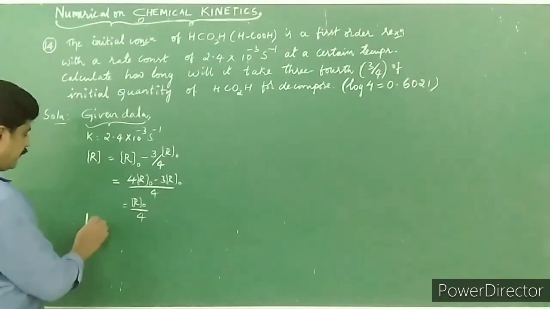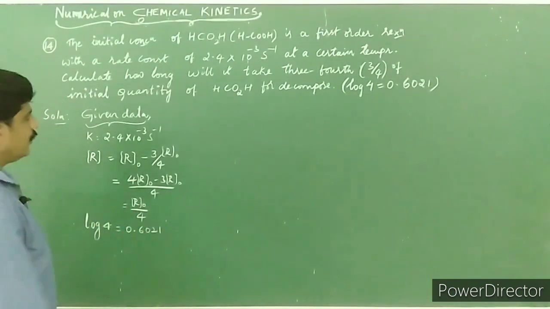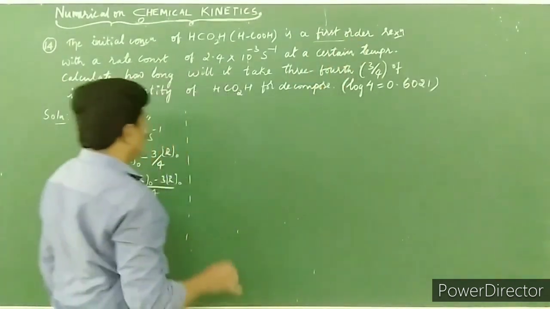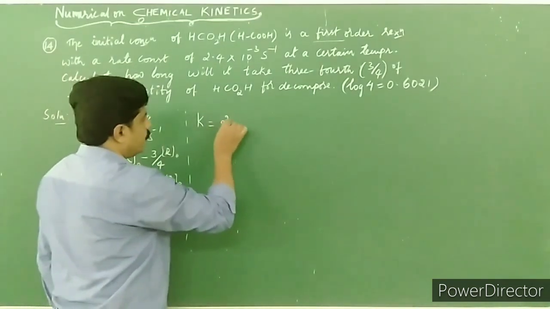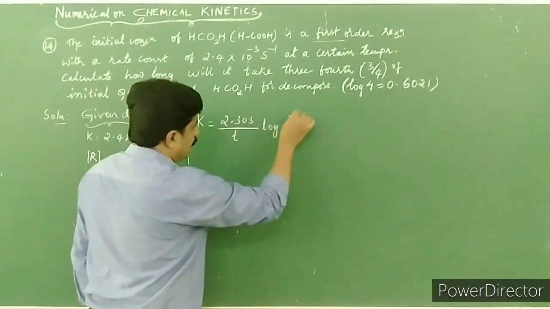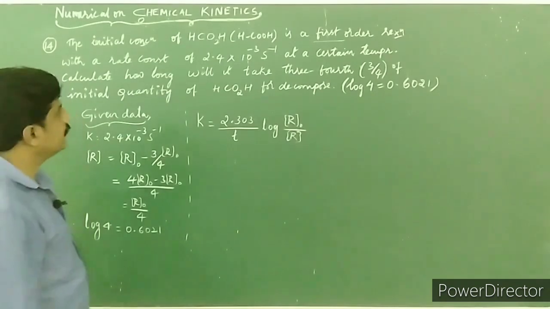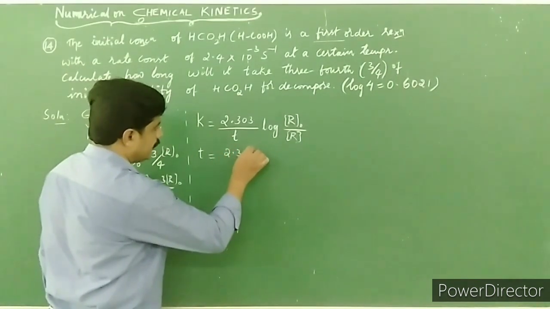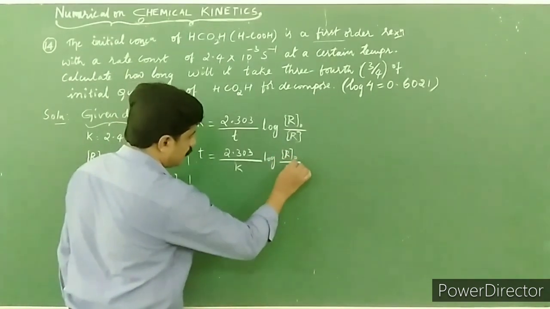Now what else is given here? Log 4 is equal to 0.6021. Now one hint is given. What is the hint here? First order reaction. It is a first order reaction, and you know for a first order reaction K is equal to 2.303 upon T into log of R naught upon R. Now I reshuffle. T is equal to 2.303 upon K into log of R naught upon R.